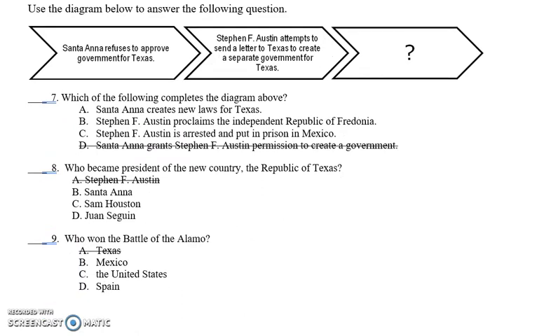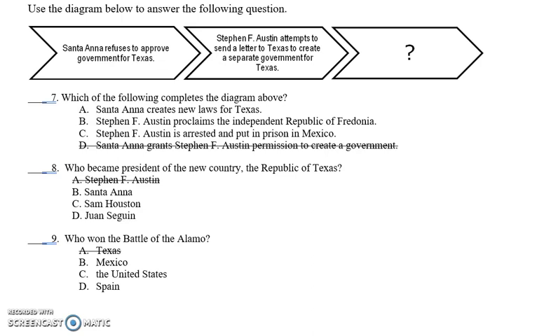Use the diagram below to answer the following questions. Which of the following completes the diagram above? The first arrow: Santa Anna refuses to approve the government of Texas. Second arrow: Stephen F. Austin attempts to send a letter to Texas to create a separate government for Texas. Which belongs in the third arrow? A, Santa Anna creates new laws for Texas; B, Stephen F. Austin proclaims the independent Republic of Fredonia; or C, Stephen F. Austin is arrested and put into prison in Mexico?